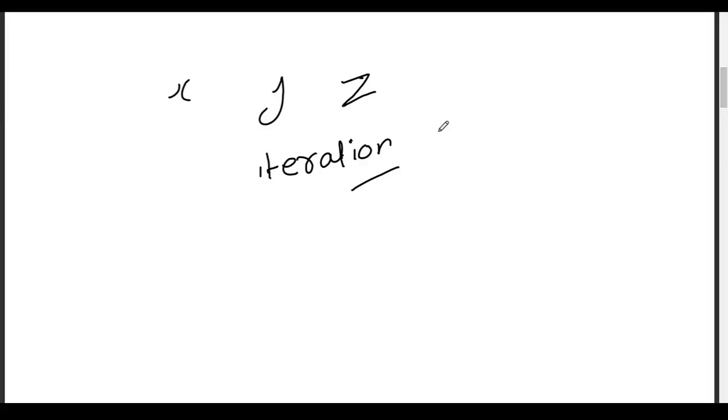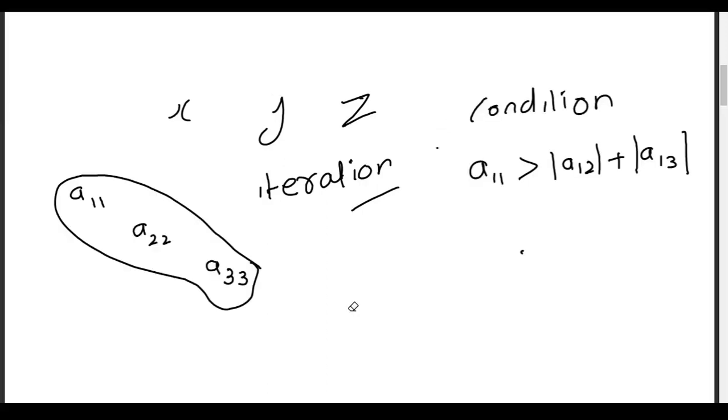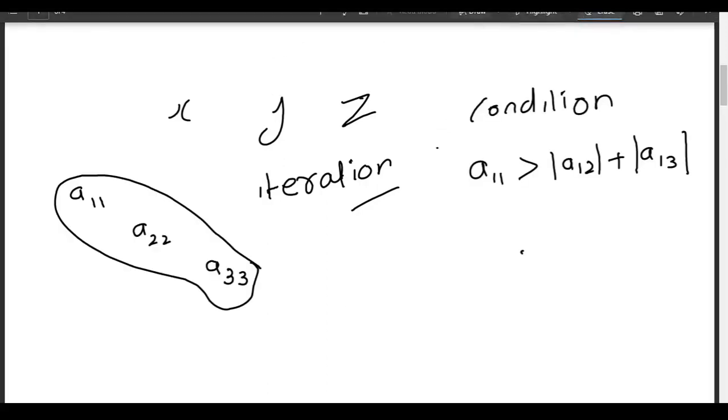In this, we have to see the diagonal elements of the equations. When we write the equations in matrix form, these diagonal elements should be greater than the mod of the sum of the other elements.